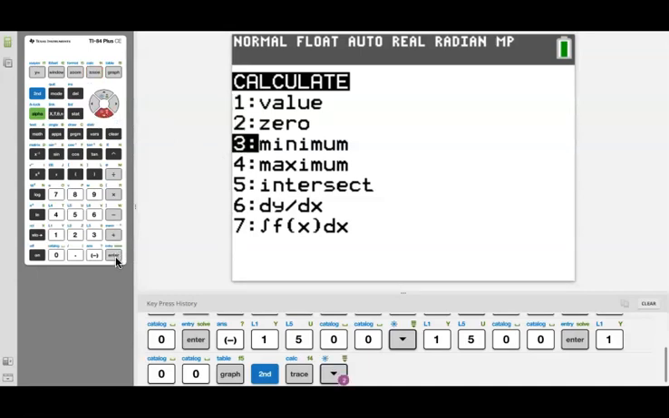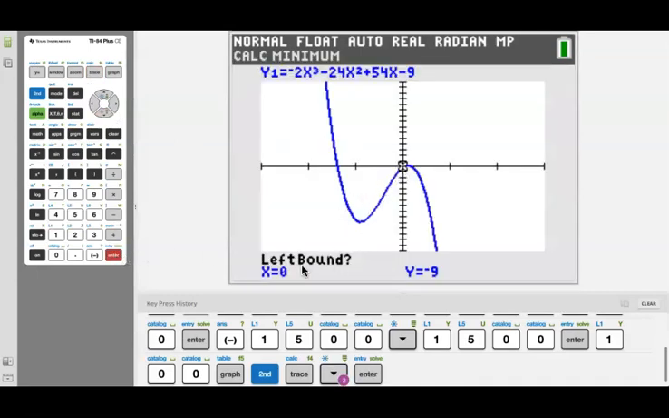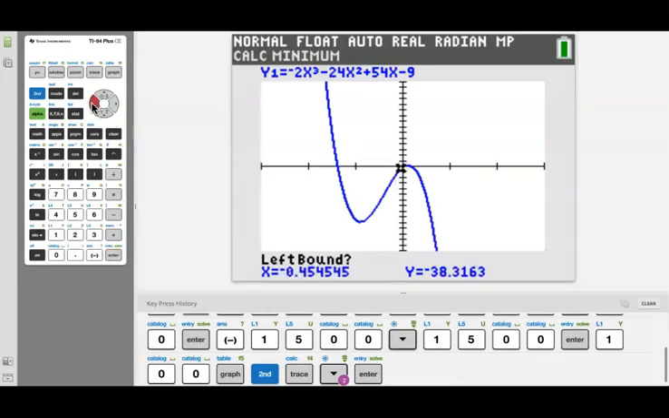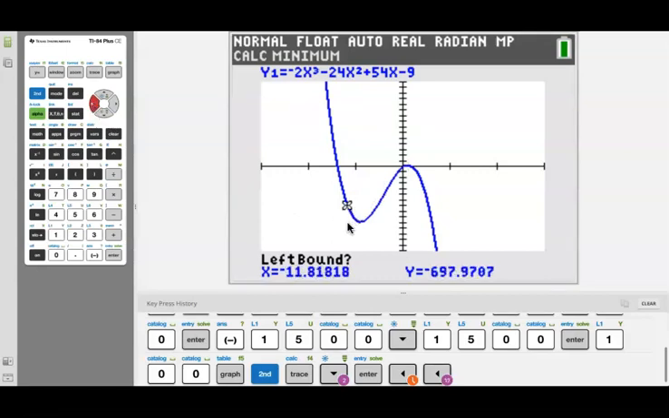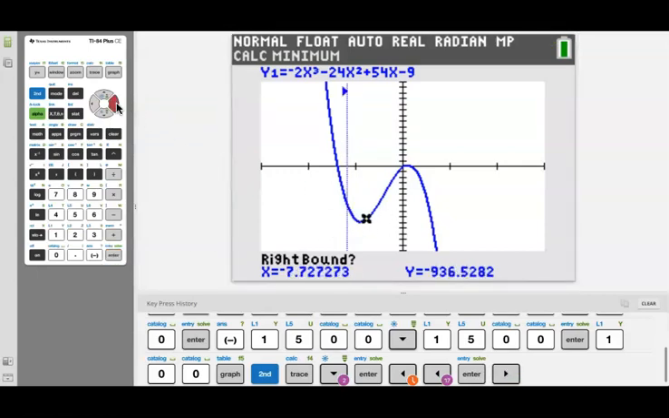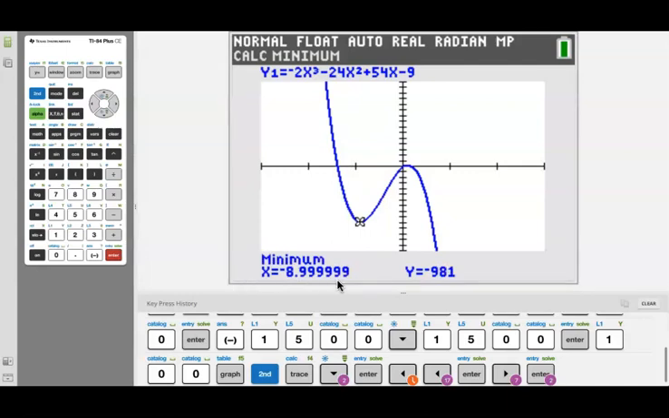You can arrow down or type the number 3, and it asks you some questions. It's asking for the left bound, so we move using our left arrow over to the left side of that local minimum we're interested in and hit enter. Then it asks for the right bound, so we use our arrow key to move to the right side and hit enter. You can move the cursor closer for the guess or just hit enter. Notice the calculator is doing some rounding, so it gives us negative 8.9 repeating. That's the same negative 9, negative 981 that we saw in Desmos. So it's telling us we have a local minimum of negative 981 at an x value of negative 9.